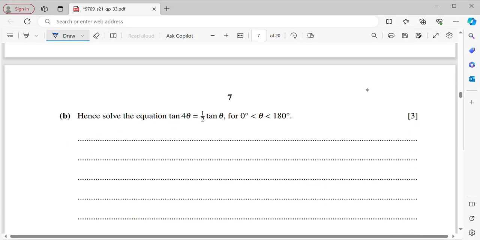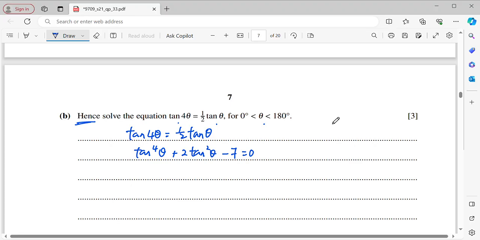Okay, now part B, hence means use the previous answer. Solve the equation tangent 4 theta equals to half tangent theta, for theta between 0 and 180 degrees. So now we know that tangent 4 theta equals to half tangent theta. It can be expressed as tangent to the power 4 theta, or tangent squared theta, in a quadratic equation. So it becomes tangent to the power 4 theta plus 2 tangent squared theta minus 7 equals to 0.